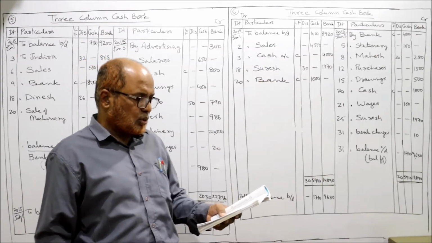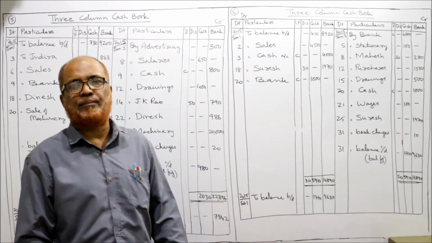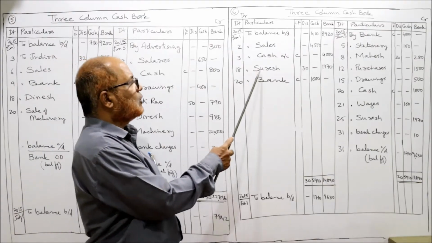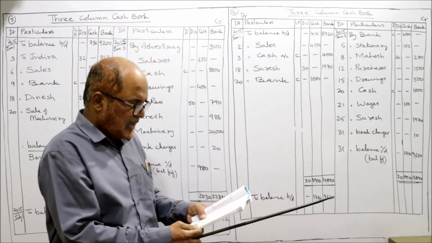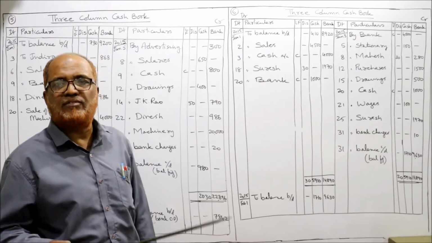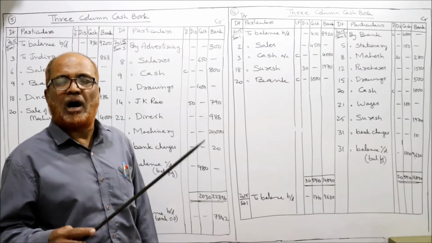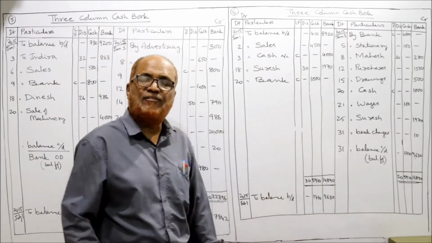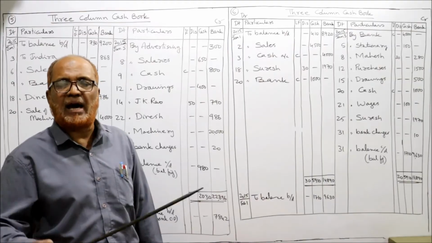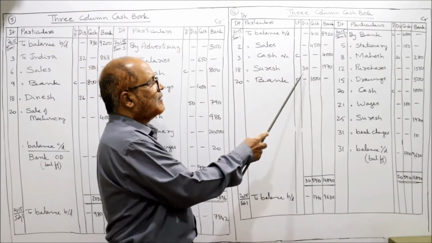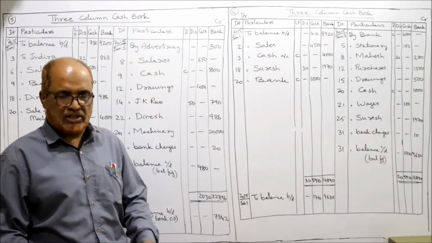18th, received from Suresh a check for rupees 1970. So debit side, to Suresh 1970, in full settlement of his account for 2000. Actually we have to receive 2000 rupees from Suresh. Out of 2000 we are receiving only 1970 in full settlement. That means we have allowed him a discount of 30 rupees. So we have received a check from Suresh.